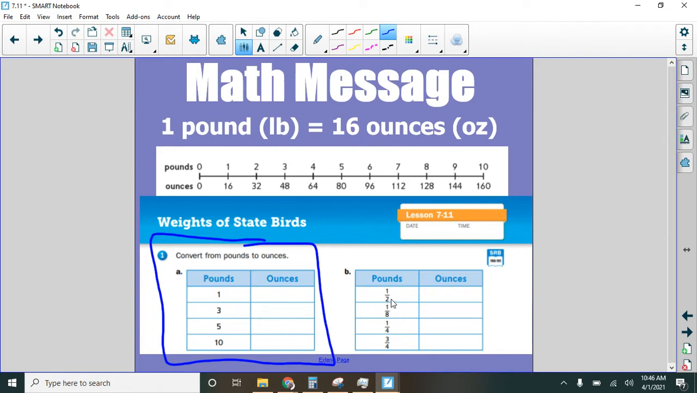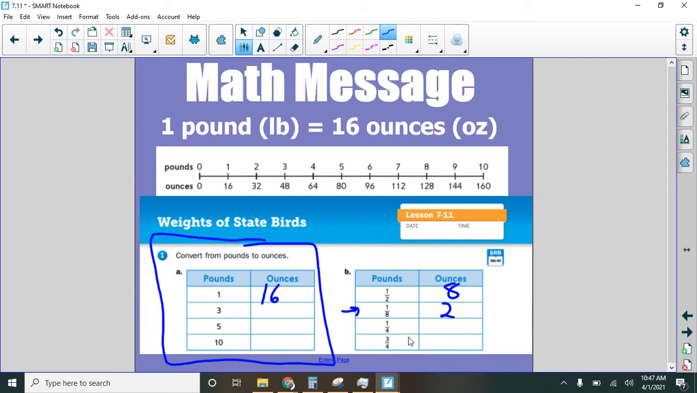What if we had half of a pound? We know that 1 pound is 16 ounces, so half of a pound would be half of that 16, which equals 8. What if we had 1/8 of a pound? Think about that. If we had 16 ounces divided into 8 groups, and we kept one of those, because it says 1 out of 8 groups, each group would have 2, because 16 divided by 8 equals 2.